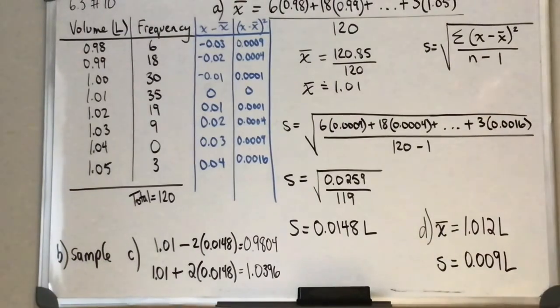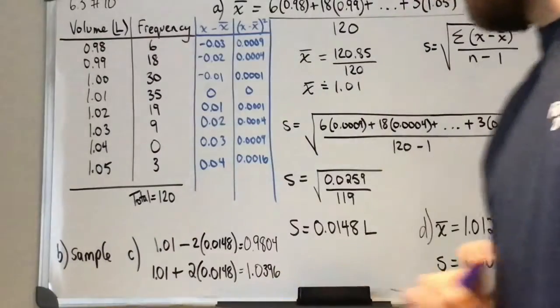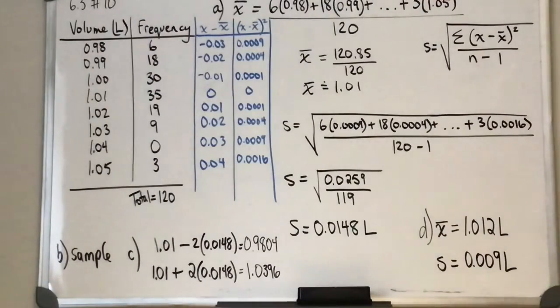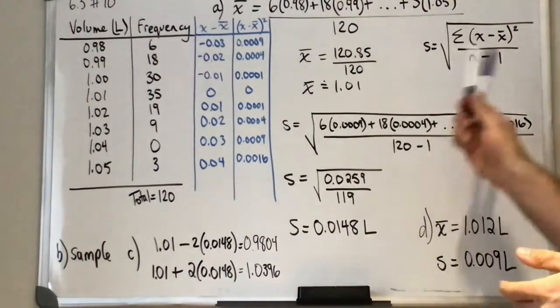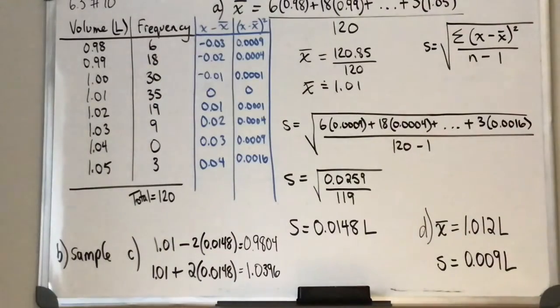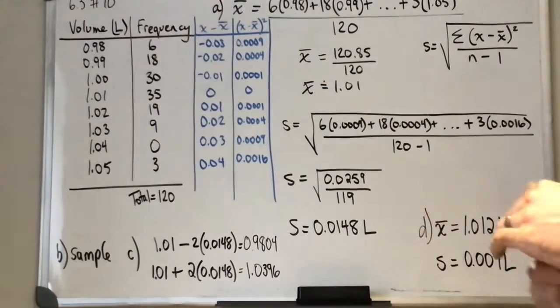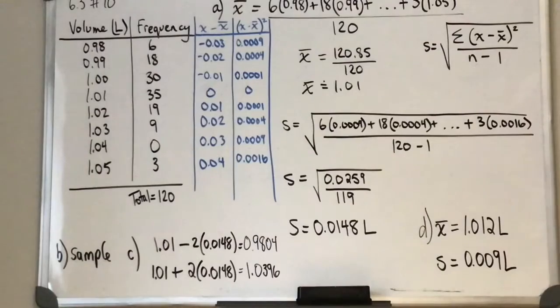In B, it's asking, is this a sample or a population? In this problem, we aren't given every measurement in the entire facility for every 1 liter carton that they make. It's only a portion of them, so that means it has to be a sample, and we're going to use the sample formula.